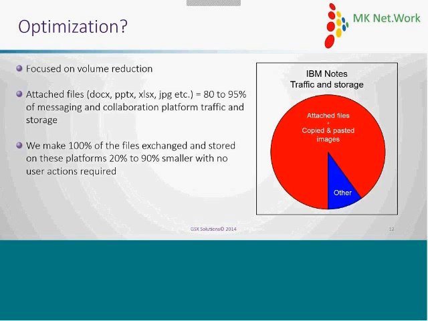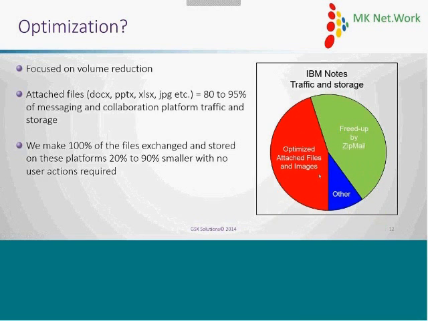Let's take IBM Notes. You can easily imagine that sending a 2 or 3 megabyte attached file exceeds the size of a few emails not containing attached files. So the attached file counts for generally more than 90% of your messaging and collaboration traffic and storage. And the purpose of our software is to make these files smaller, in order to free up some resources.